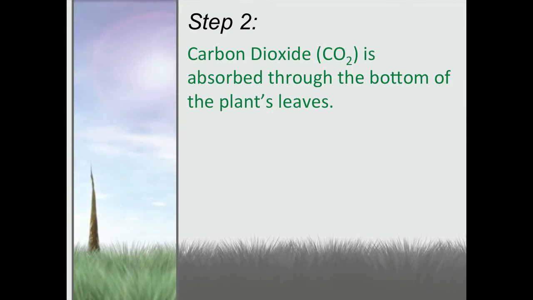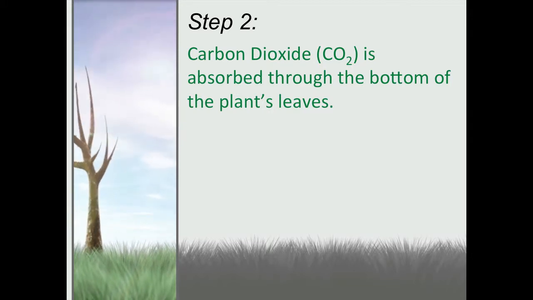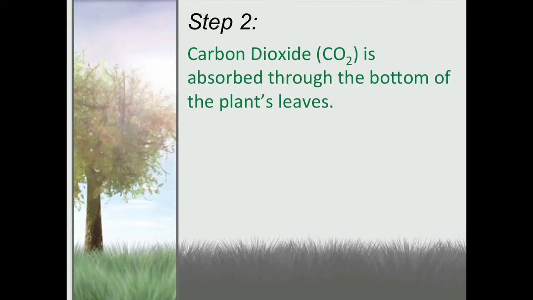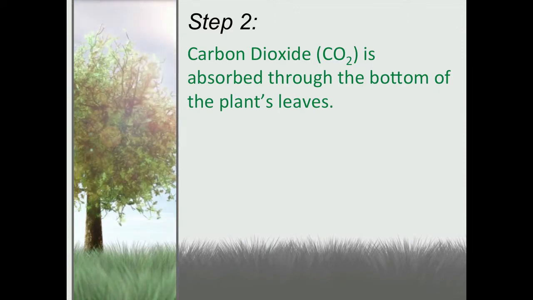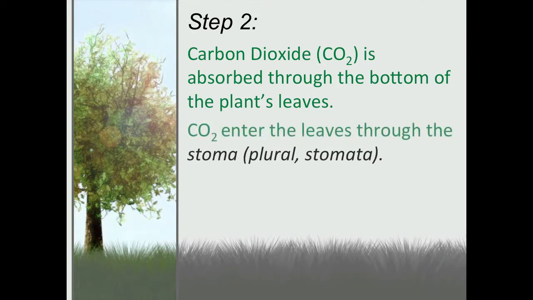Step 2, our second ingredient, carbon dioxide or CO2, is absorbed through the bottom of the plant's leaves. We know that the top part of the leaves is towards the sun, so the sun can shine directly on the top of the leaves. Well, in the beautiful design of a plant, they absorb carbon dioxide, CO2, from the bottom part of the leaves. CO2 enters the leaves through the stoma.